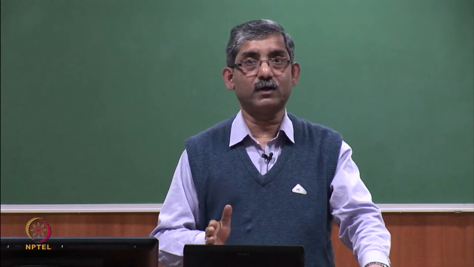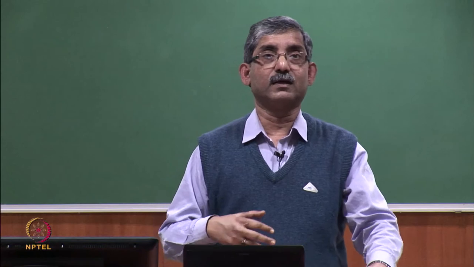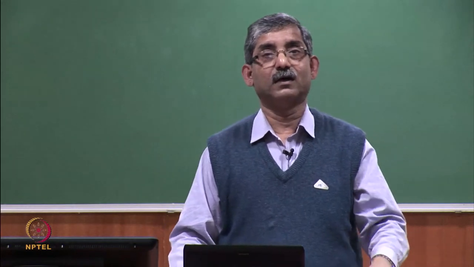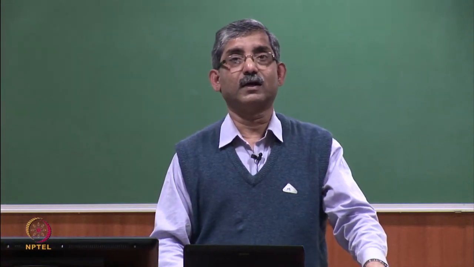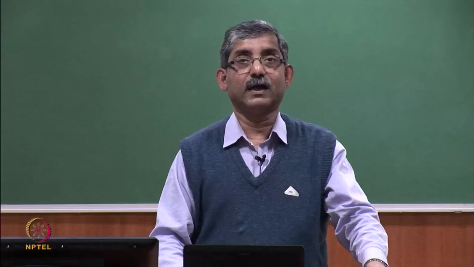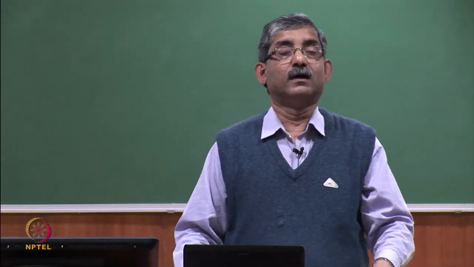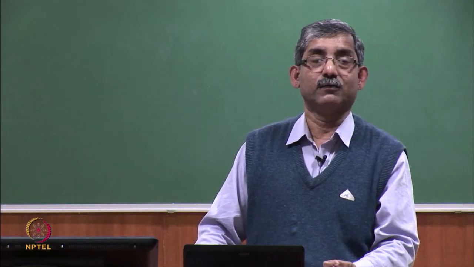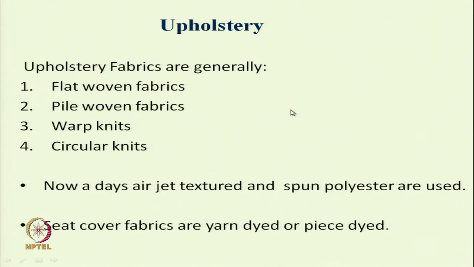Filters are also important. I am not going to discuss the filter again here. This filter design we have already covered in the filtration section. So, air filter, oil filter, fuel filter, cabin air filter. These are the different types of filtration requirement, like air conditioner filter. In upholstery fabric, mainly woven fabric, pile fabric, warp knitted and circular knitted fabrics are used, and yarns, air jet textured yarn and spun polyester yarns are used. Air jet textured yarns are used basically to have some softness.